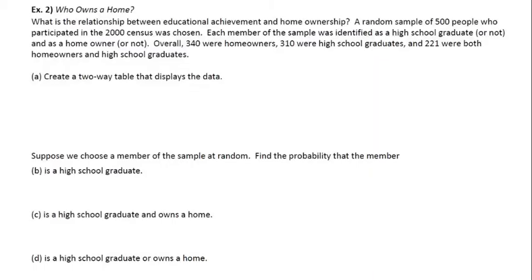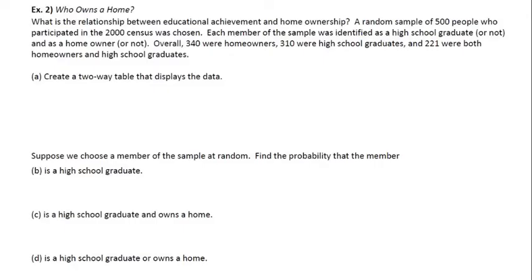So let's go to example 2. It says, who owns a home? What is the relationship between educational achievement and home ownership? A random sample of 500 people who participated in the 2000 census was chosen. Each member of the sample was identified as high school graduate or not, and as a homeowner or not. Overall, 340 were homeowners, 310 were high school graduates, and 221 were both homeowners and high school graduates. Part A says create a two-way table that displays the data.